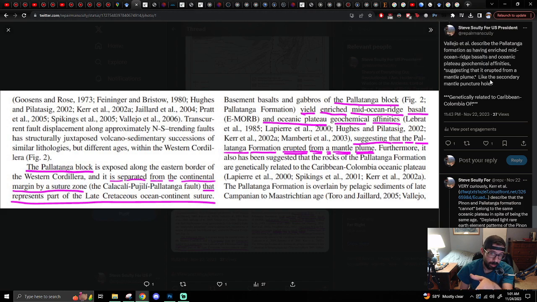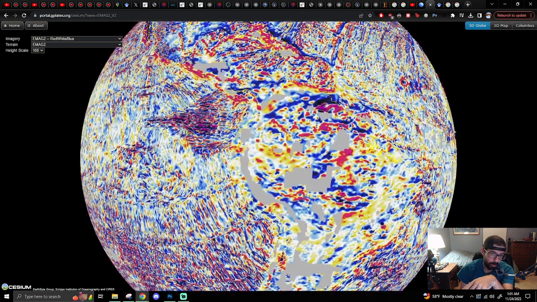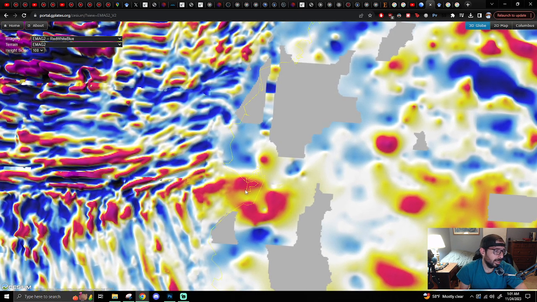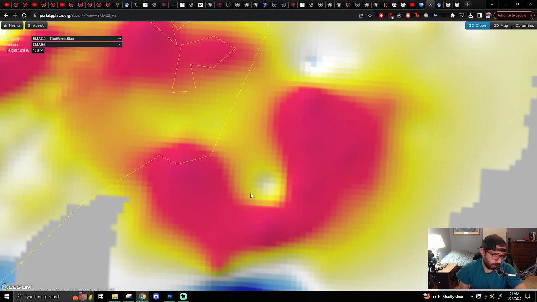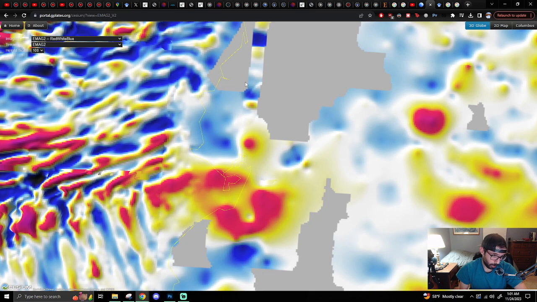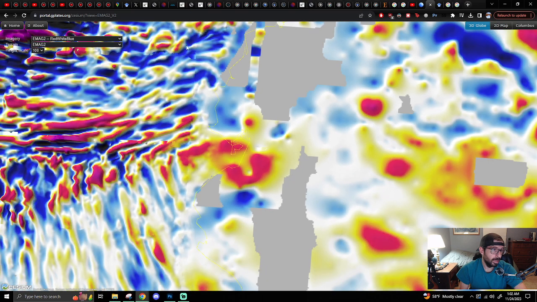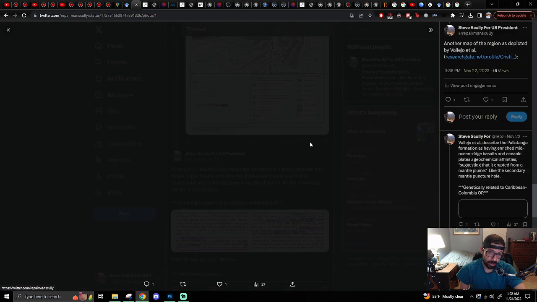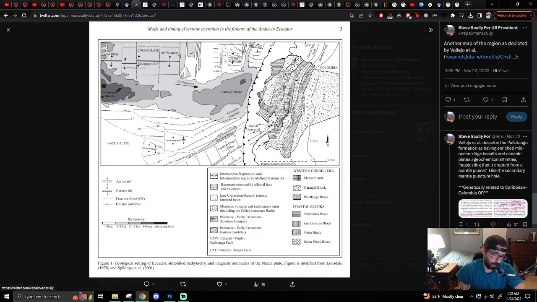Which I go on to say, like the secondary mantle puncture hole. I think this Pallatanga one literally is sourced from here and came upwelled and then went this way, leaving behind this layer that we then see as the Pallatanga Formation here, or block, whatever various names it's called.